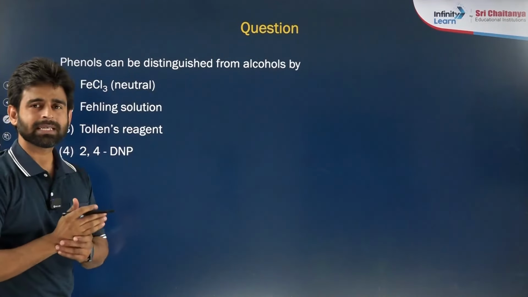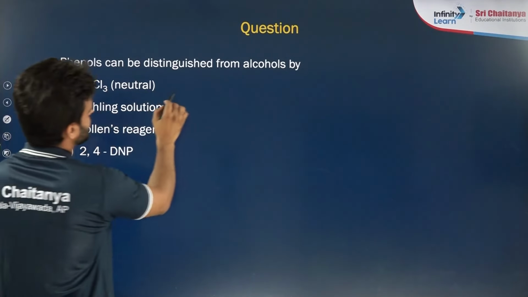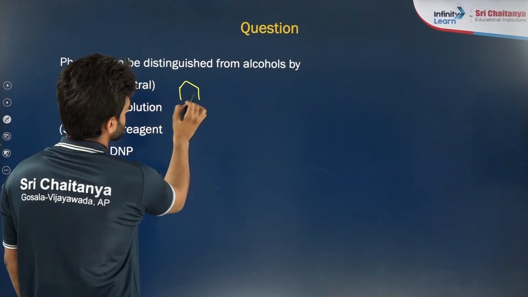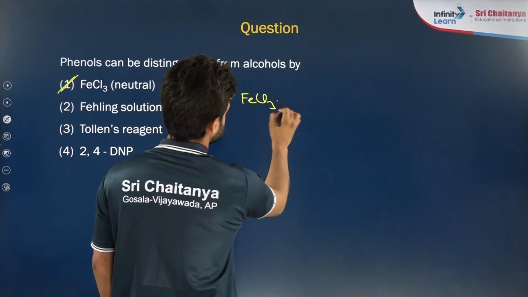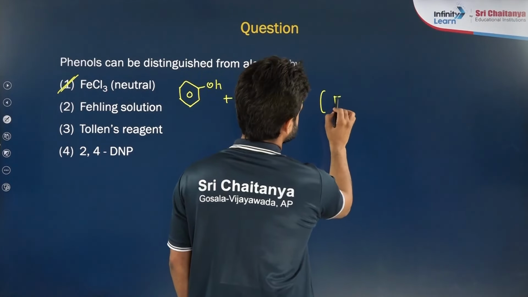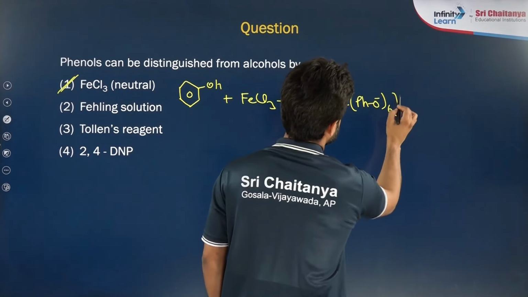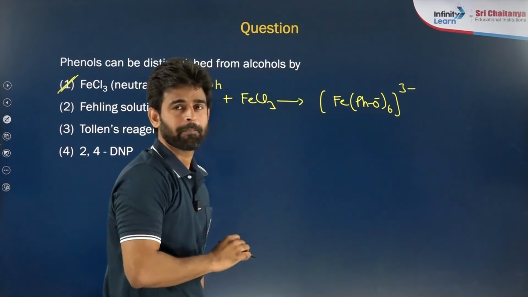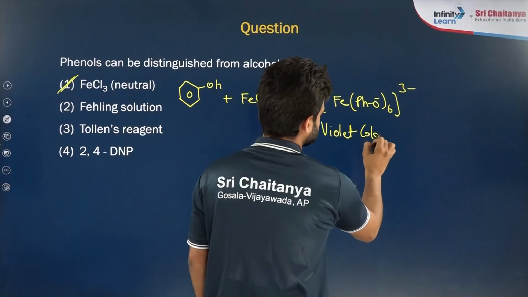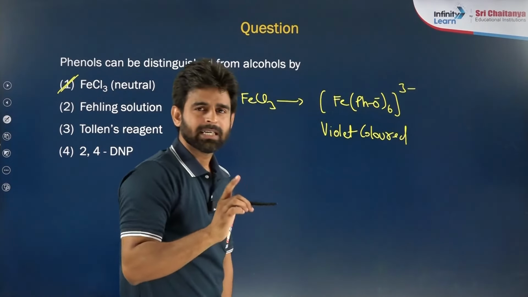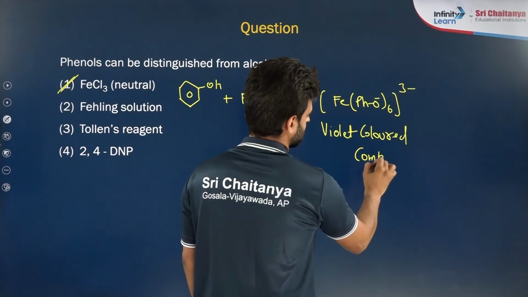Next thing: phenol can be distinguished from alcohols by what, right? It is neutral FeCl3. If we have phenol and it reacts with FeCl3, it will make a complex of iron, right? Fe here, and here we have the phenoxide ion as a ligand, and the overall charge will be -3, right? This complex will be a violet colored complex. This test will be given only by phenol, not by alcohols, right? So we will get a violet colored complex.